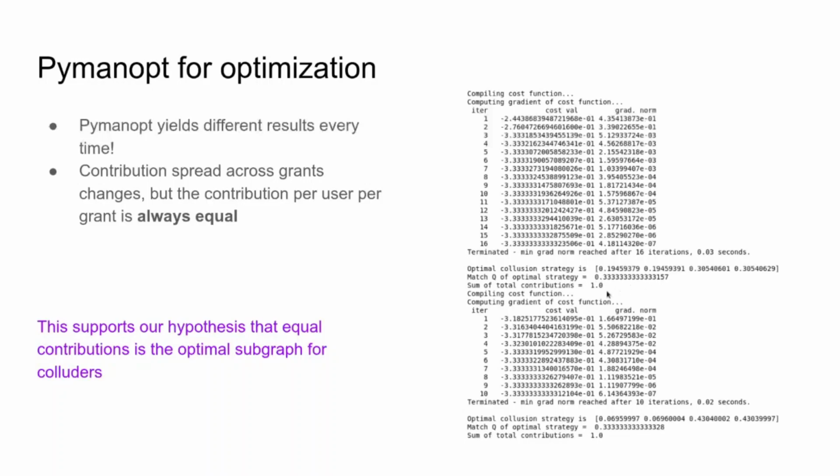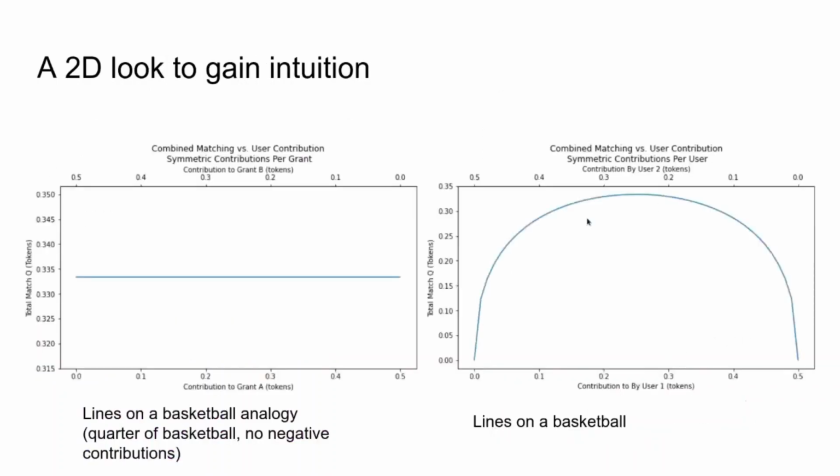So we validated, okay, this is a line segment, and we have this analogy. It's sort of like the lines on a basketball moving across this manifold. It's actually a quarter of a basketball because negative contributions aren't possible. But this validated our hypothesis that this is the maximal, the globally optimal match that they could output.